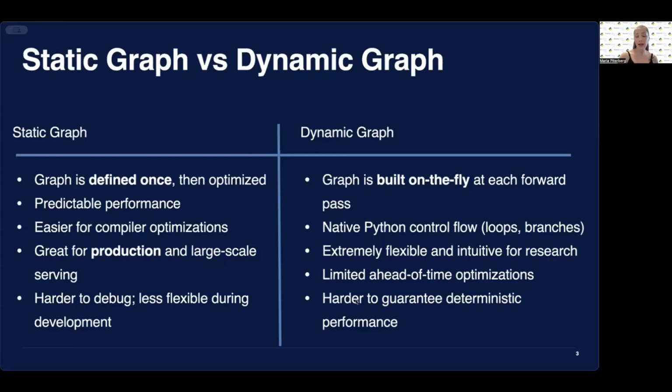On the other side, we have dynamic graphs, where the graph is created on the fly, every time you run forward. This provides amazing flexibility. The network can change shape during execution, use regular Python control flow, and be debugged line by line. Dynamic graphs are intuitive, fast to prototype, and perfect for research. The trade-off? They're harder to optimize ahead of time. You get flexibility, but you give up performance.